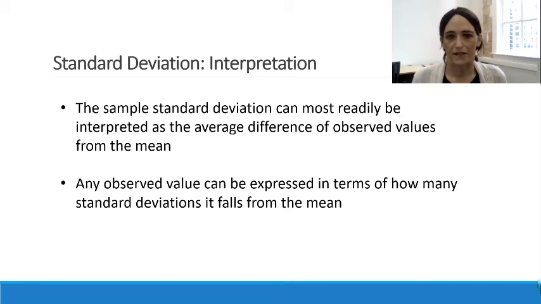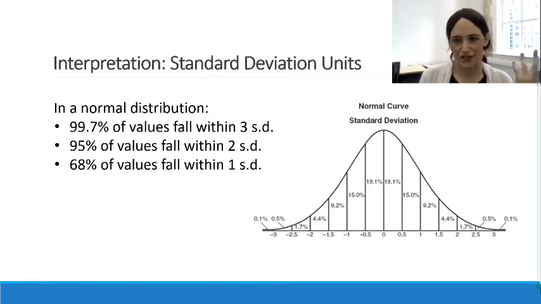So the sample standard deviation can most readily be interpreted as the average difference of observed values from the mean. Any observed value can then be expressed in terms of how many standard deviations it falls from the mean, as we're going to see shortly as we calculate standardized scores. Okay, so we've calculated a standard deviation. What do we do with it?